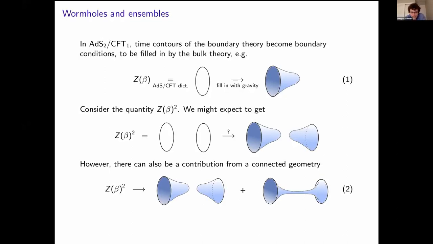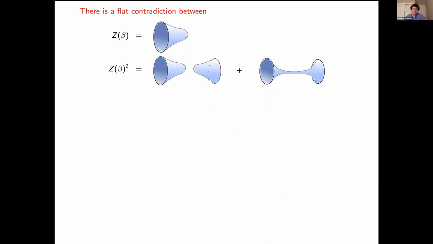But, and this is where it gets interesting, there can also be contributions from a connected geometry, a wormhole that connects together in the bulk these disconnected boundary conditions. And there's just a flat out contradiction between saying that Z of beta is equal to this and saying that Z of beta squared is equal to this.